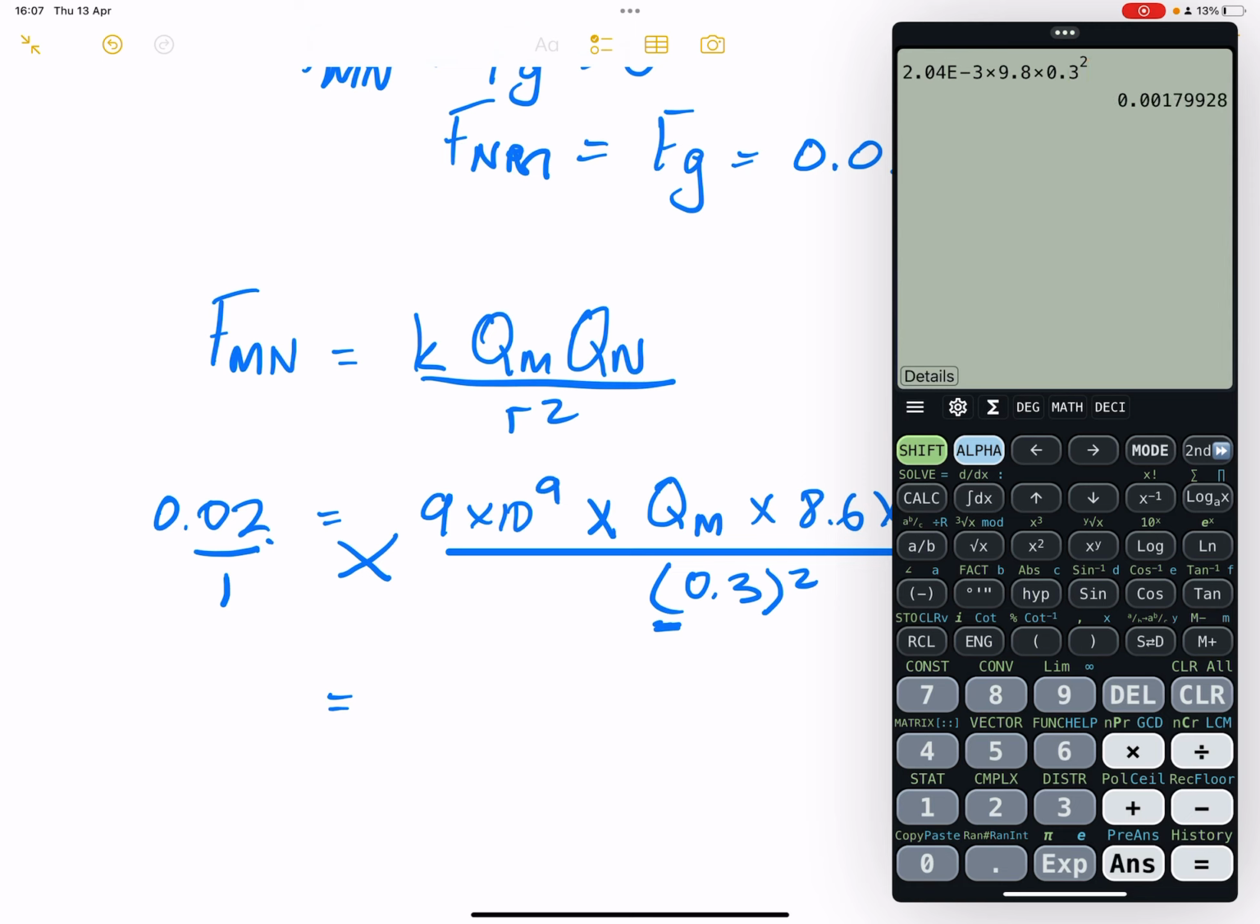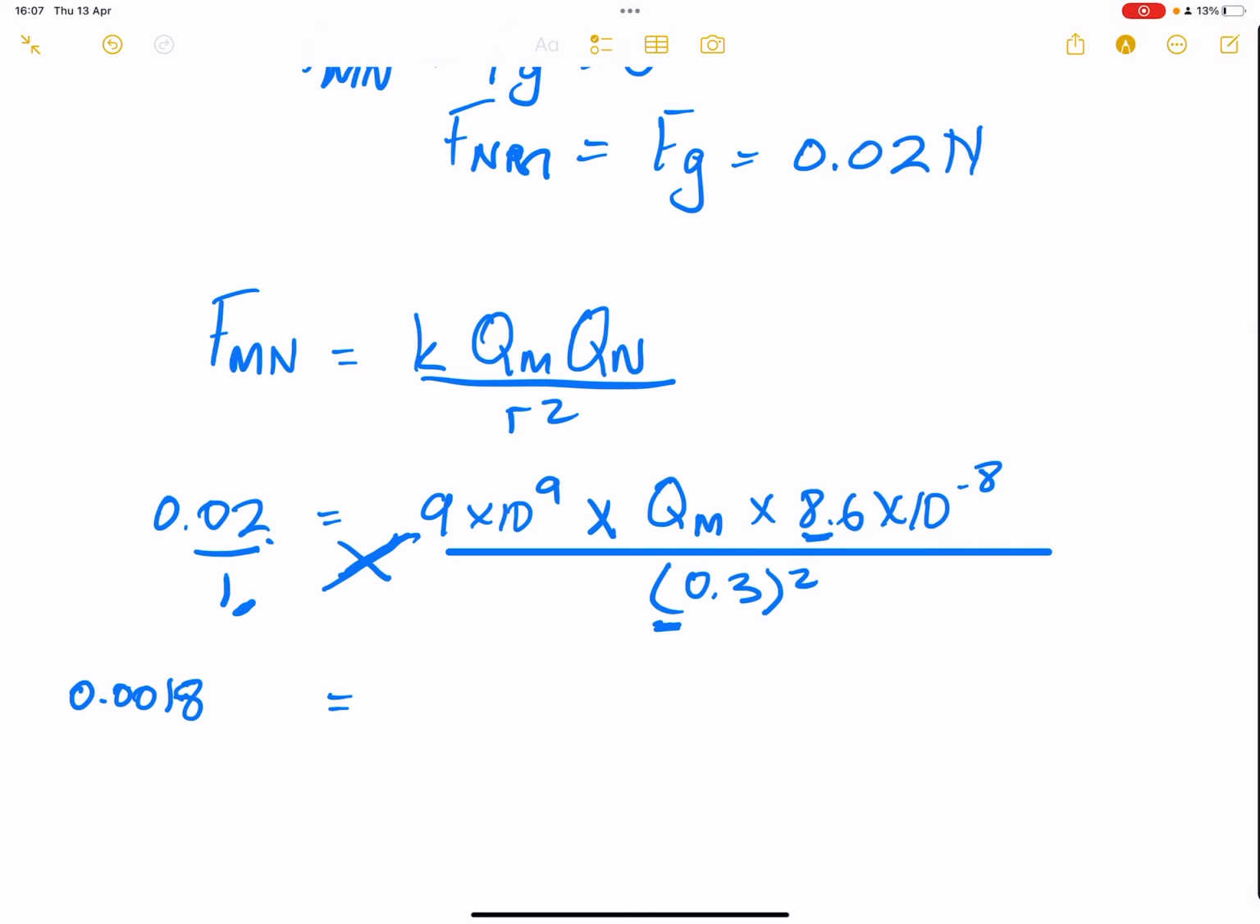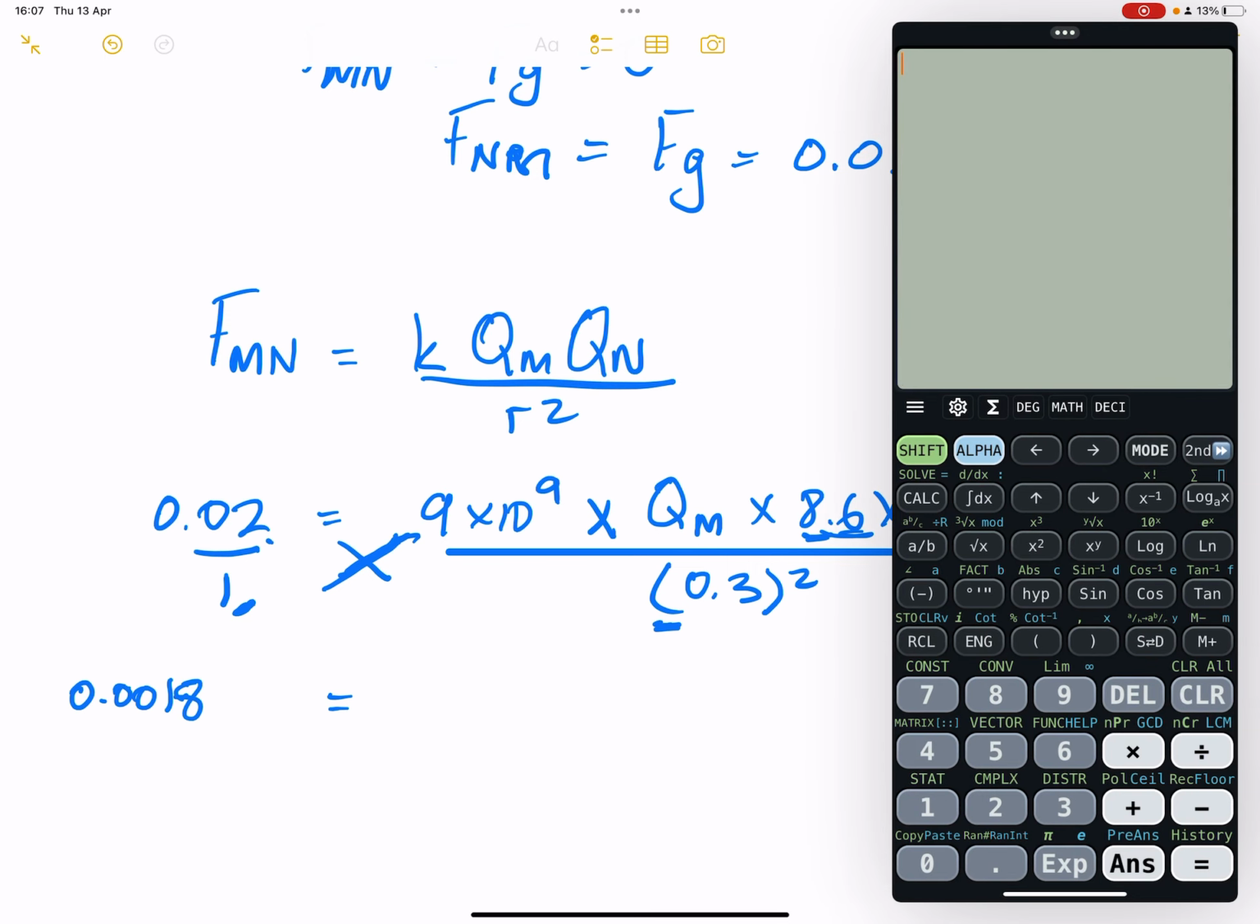And I get 0.017. So that's what I would have on the other side. I'm just going to round it off to 0.018. I know there's some illegal stuff that I'm doing here, right? So in this case, on the right-hand side, remember, I've got 1 multiplied by that 9 times 10 to the 9 times that value for the charge. So let's find that out.